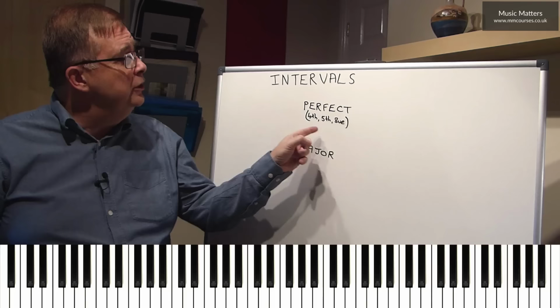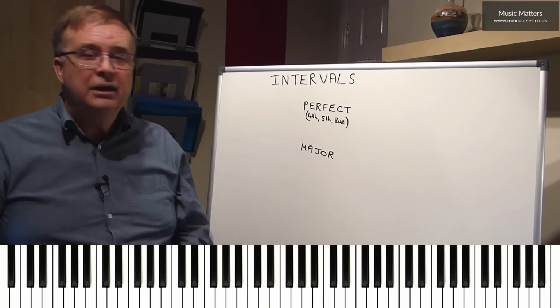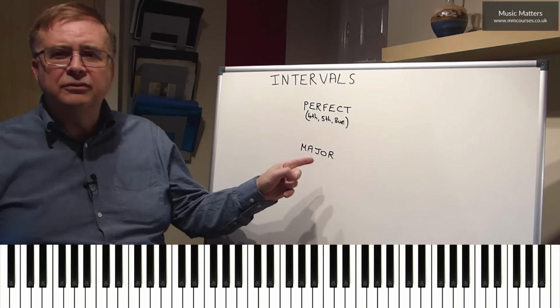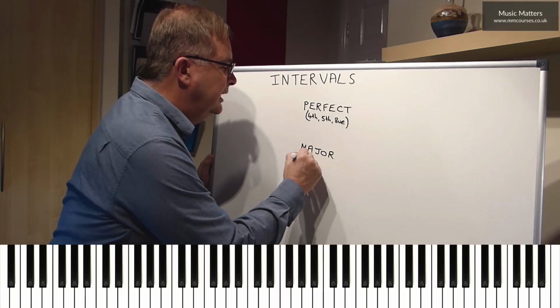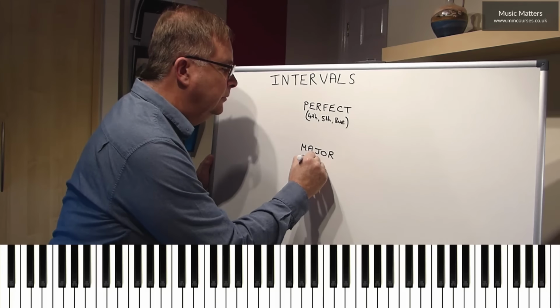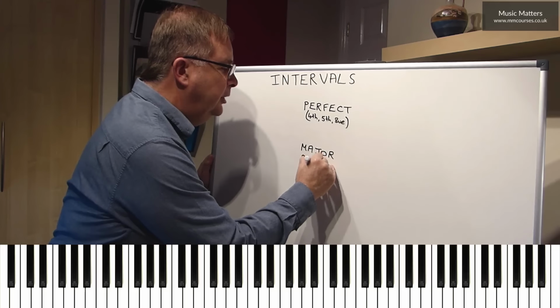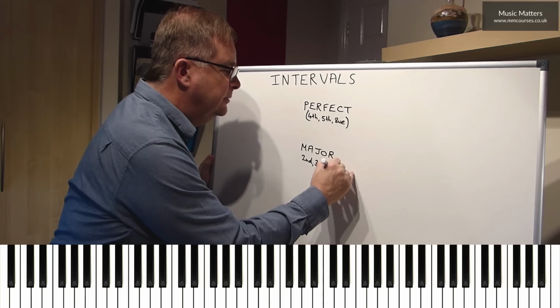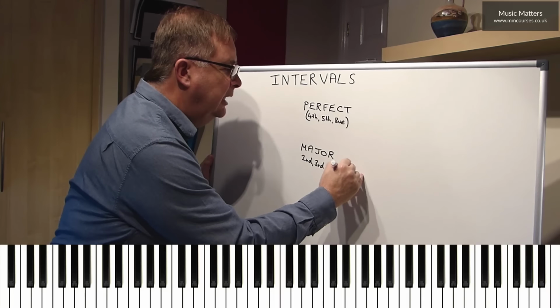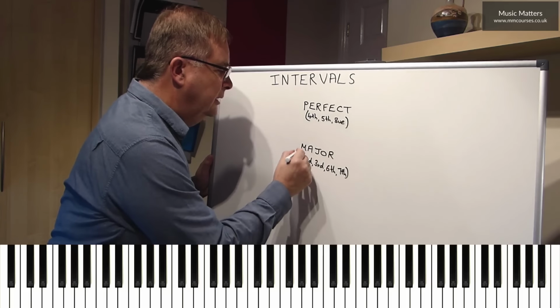Now, if intervals are not perfect, then they start life as major. So the major intervals are all the other things that are not perfect. So in other words, a second, a third, a sixth, and a seventh.